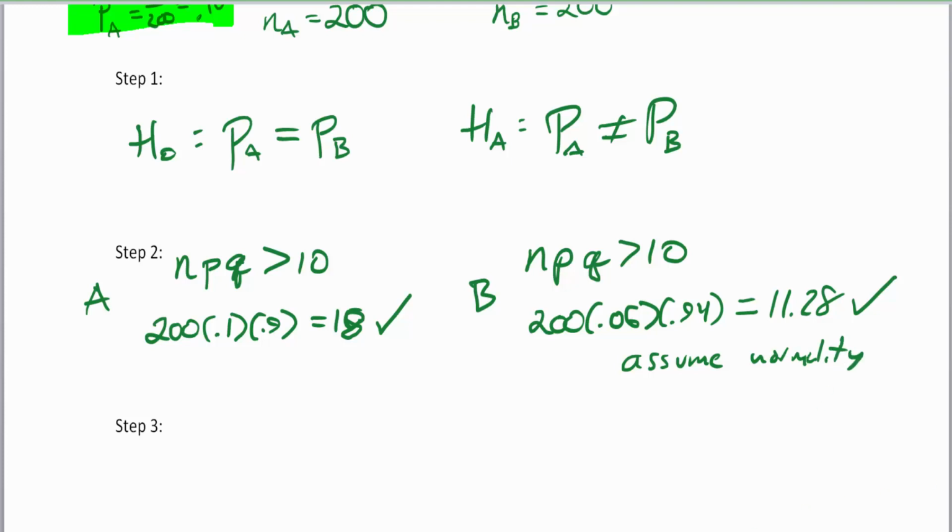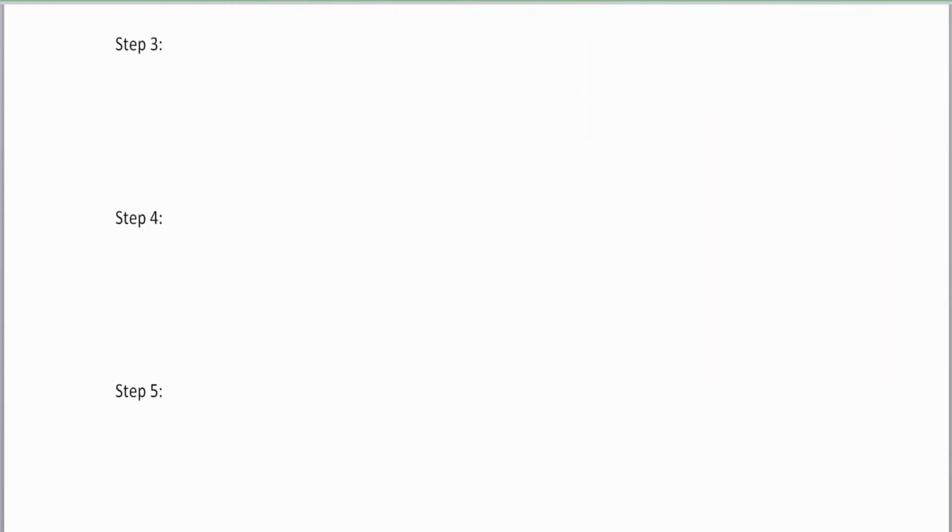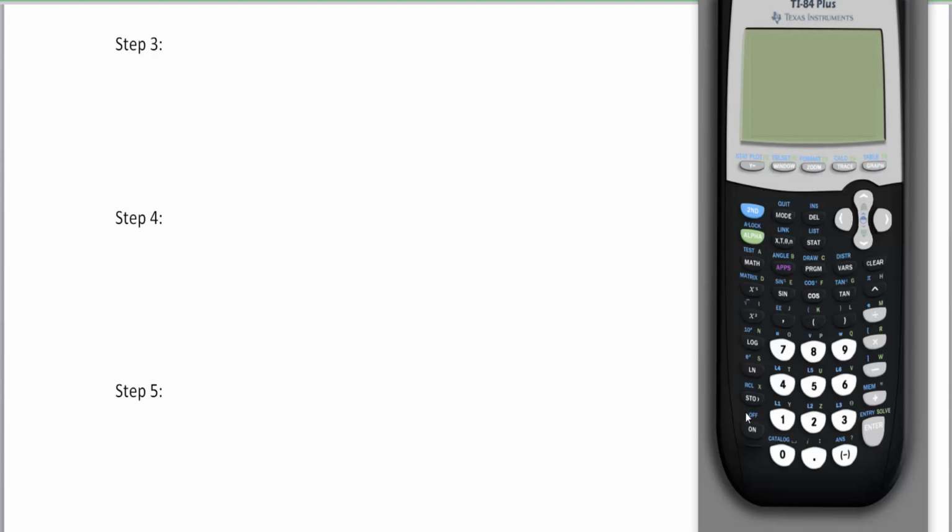Okay, so in steps 3, 4, and 5, we're going to let the calculator do the work here. Turn on the calculator, click on the stat button, and click over to tests. So we move 2 clicks over to tests. Now here we need the 2-proportion z-test. So this is option 6 on my calculator. I'm going to hit enter.